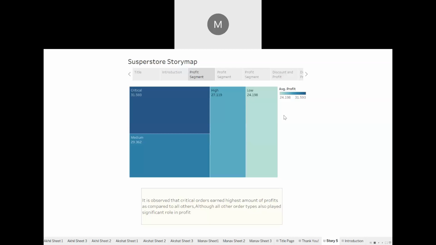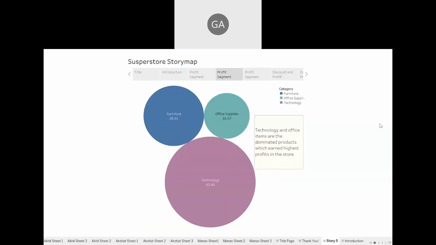Can you go to the second one? Yeah. So it is observed that technology items played a more important role in profits. Compared to furniture and office supplies, technology profits are so high. So we can conclude that our superstore is technology dominant, and furniture and office supplies are a little less, but they also played an important role, earning almost 28% and 16% of profits. And can you go to the other one?